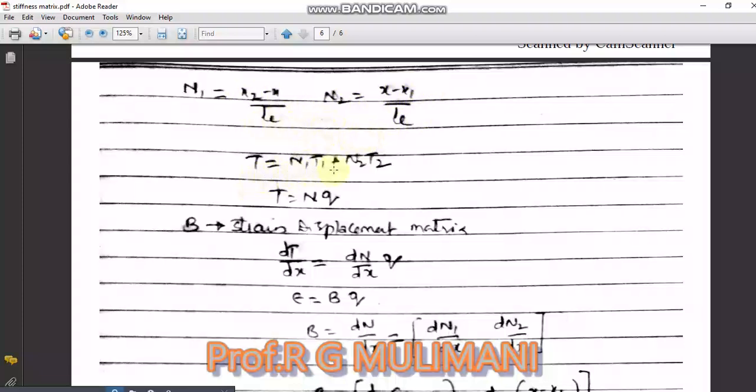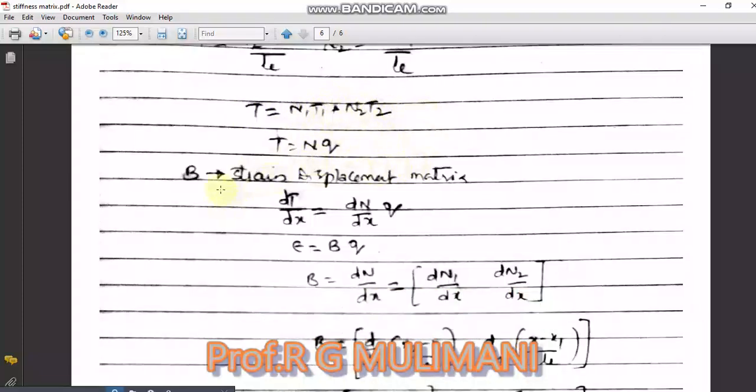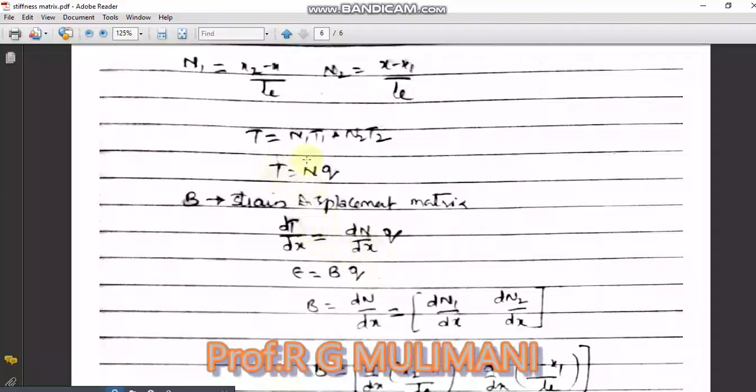And T is equal to N1 T1 plus N2 T2. That is, to find the temperature at any point, we can use the shape functions and the nodal temperatures. So it is already derived. B is the strain displacement matrix, that is, thermal strain and nodal temperatures. Okay, differentiation of this can be written as dT by dx is equal to dN by dx. It is in terms of global or Cartesian coordinates.